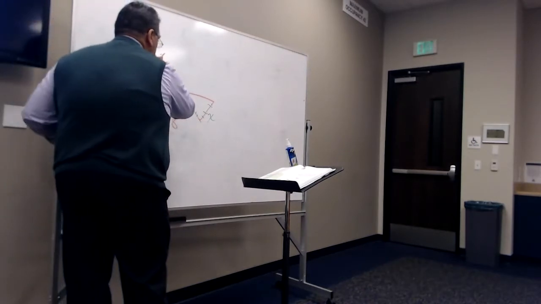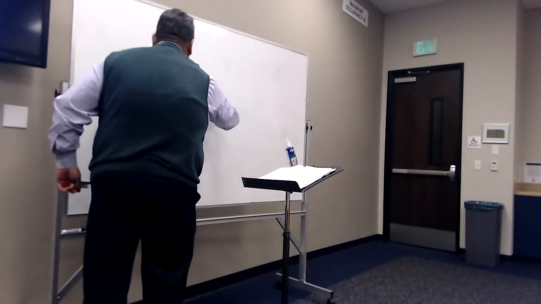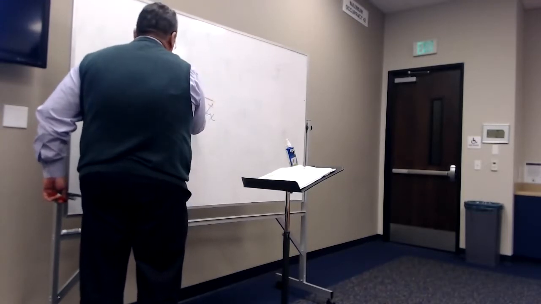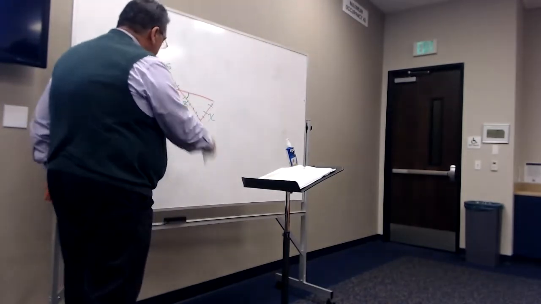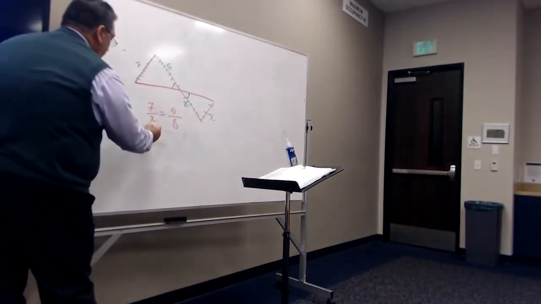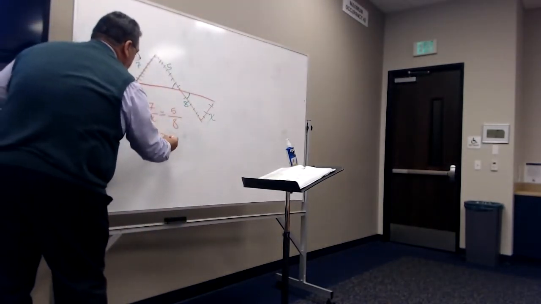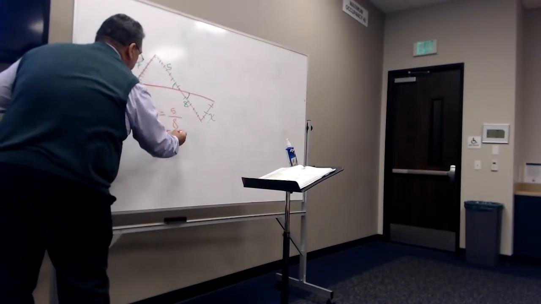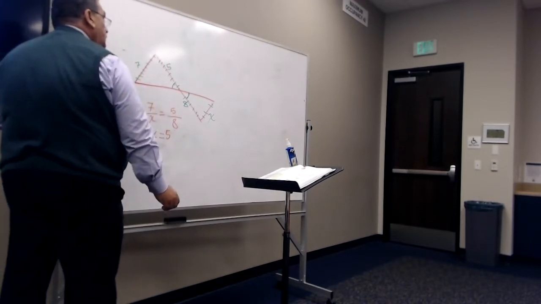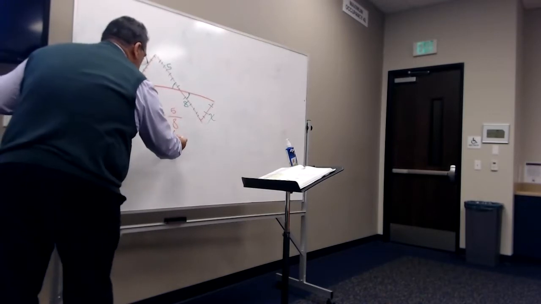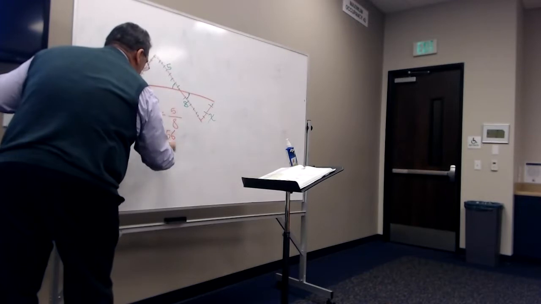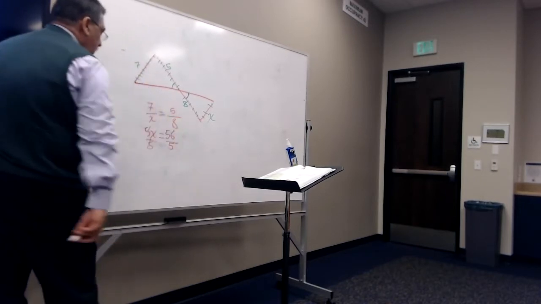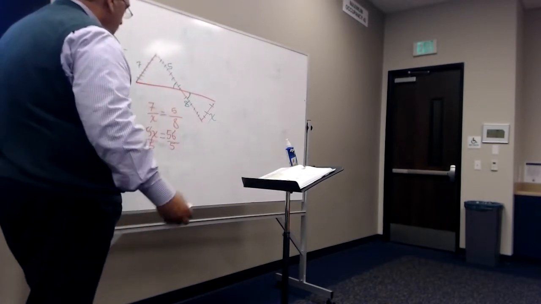This side is proportional to this side, this side to this side. So you can solve this. It would be 5x equal to 56, and then divide both sides by 5. It would be 10.5.